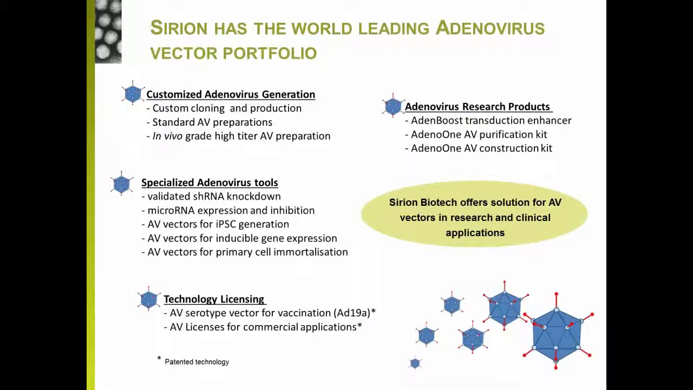All the customization options that we offer are sufficient for any experiment you would plan. So there is knockdown, microRNA expression and inhibition, there are inducible AAV vectors and adenoviral vectors, and adenoviral vectors expressing all kinds of cDNAs or iPS. There are even new adenoviral serotypes that we offer. So there's really a large product opportunity and portfolio that Sirion offers.